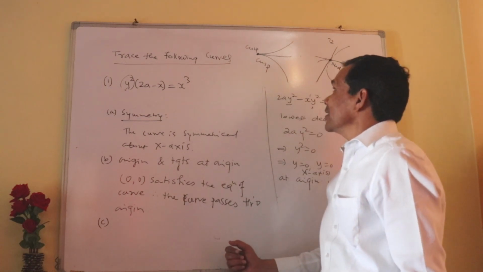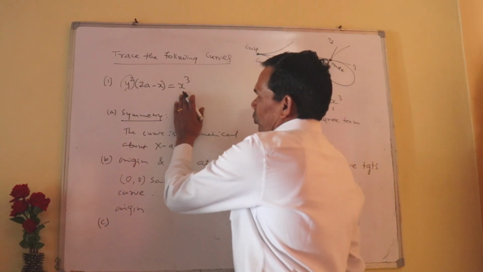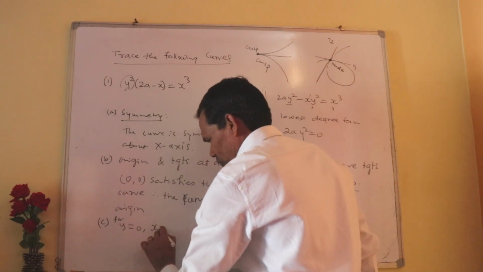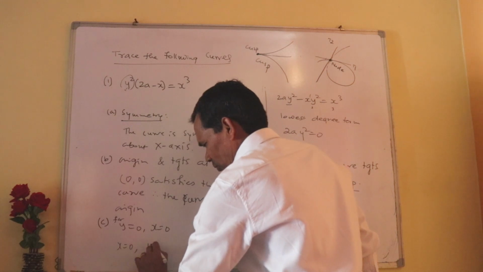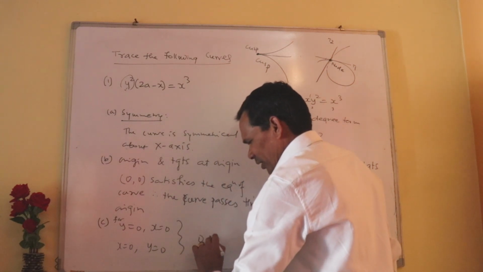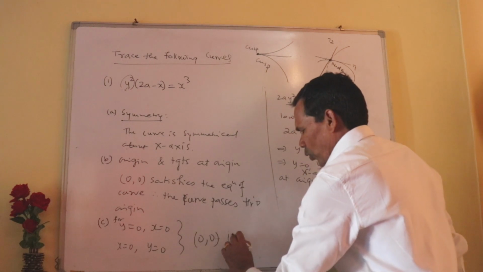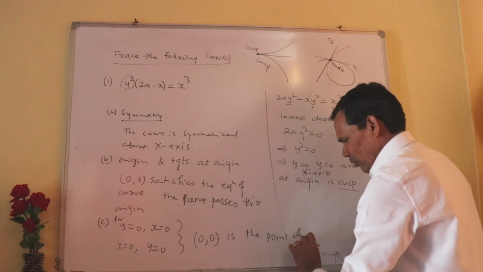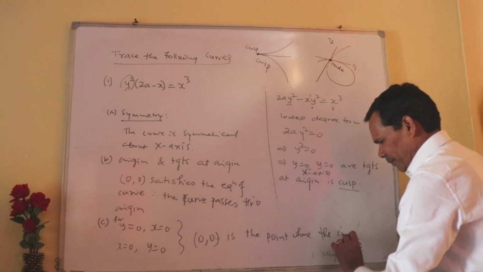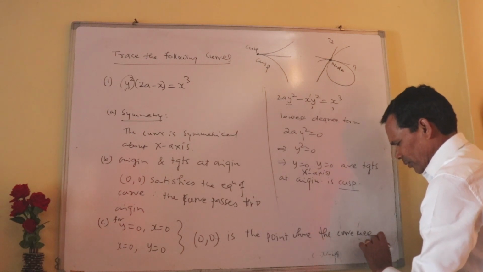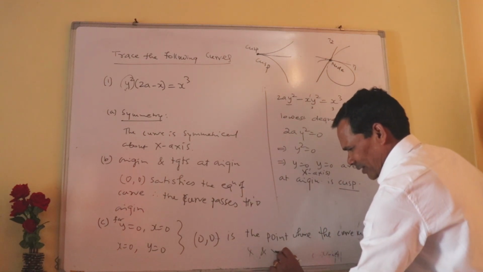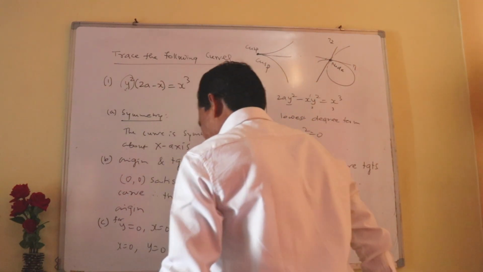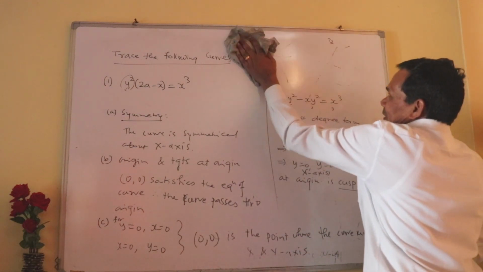point of intersection with the x and y axis. Now put y is equal to 0: for y is equal to 0, x is equal to 0, and for x is equal to 0, y is equal to 0. So the origin (0, 0) is the only point where the curve meets the x and y axis.